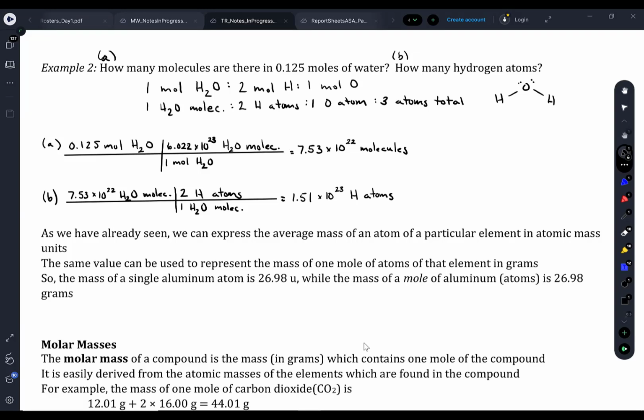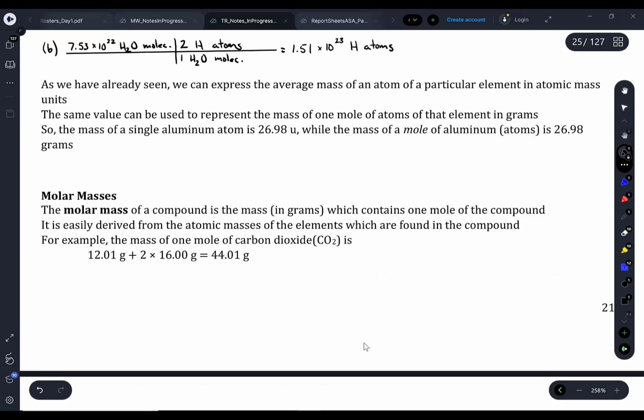So that works for atoms. What if the atoms join together to form molecules or ionic compounds? We use the same numbers, but we just have to use the formula to add them. A simple example here would be carbon dioxide. Let's find what's called the molar mass of carbon dioxide. This is sometimes called the molecular weight.